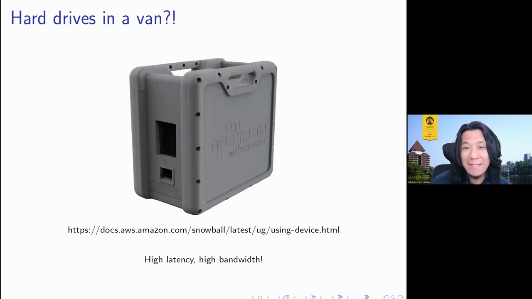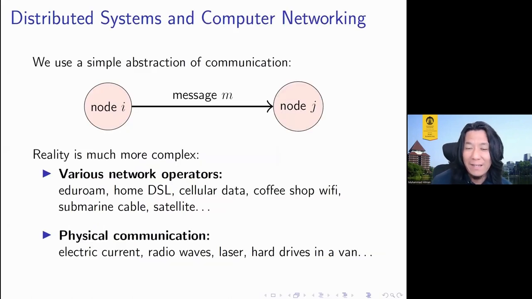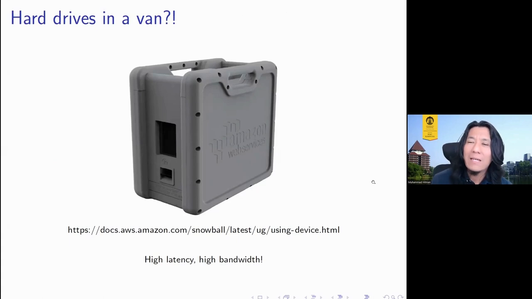All right, this is one of the examples. In previous slides, there was the example of hard drives in a van. So basically, this is the device. Amazon provides some kind of big, very big hard drives that can be moved, but not through the internet, literally in a briefcase, through a van, a car probably.